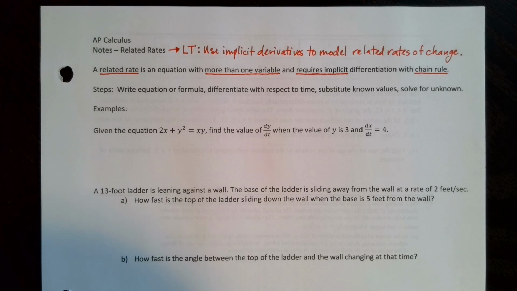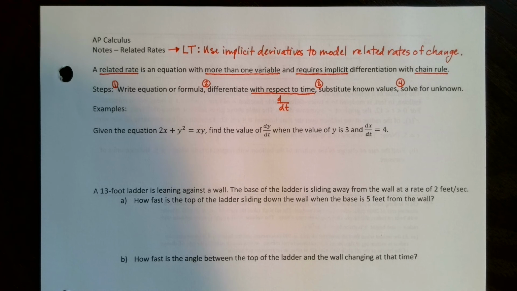We're going to learn about an application of implicit differentiation in which we will use implicit derivatives to model related rates of change. Let's start by defining a related rate. A related rate is an equation with more than one variable, which will require implicit differentiation and, as a result, require the chain rule as well.